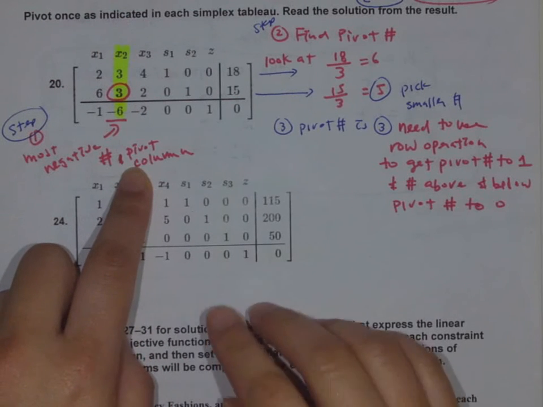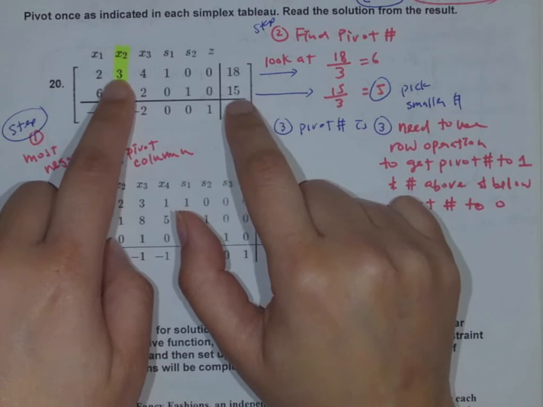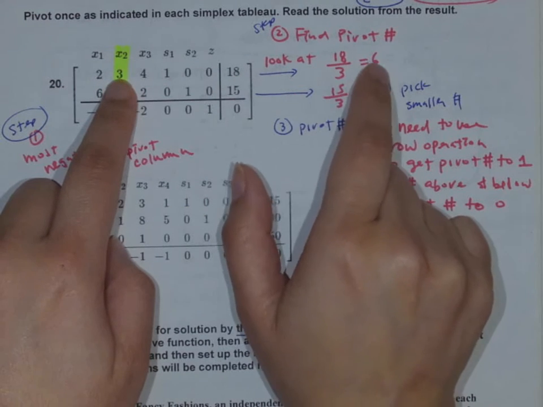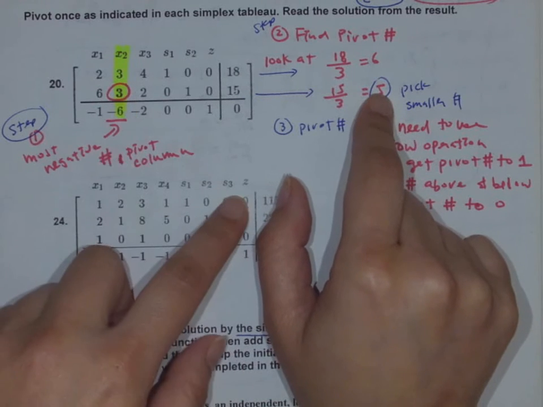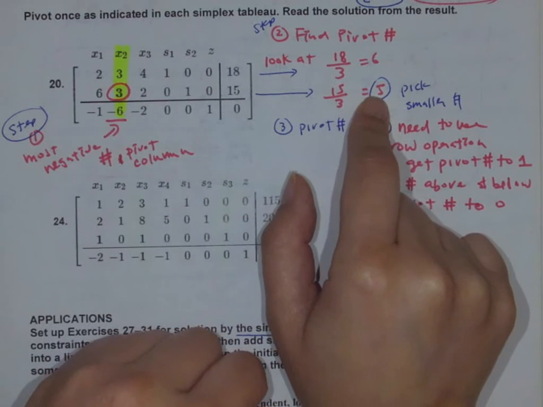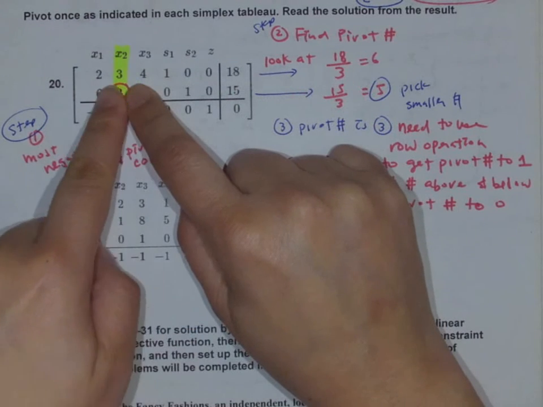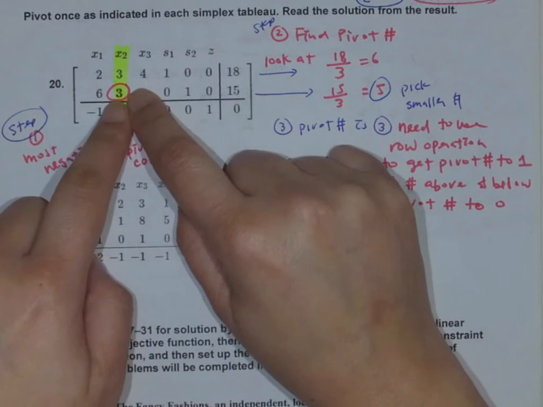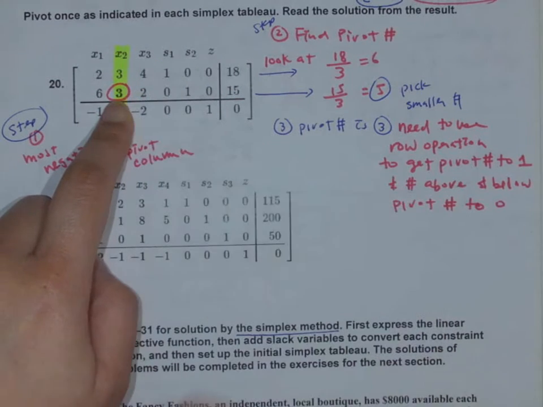And what you do next is you try to find those numbers. You find the quotient of them. So 18 divided by 3 is 6. 15 divided by 3 is 5. So this is the smaller out of all of them. So this one along with this, where the row and column intersect, this number is your pivot number or pivot value.